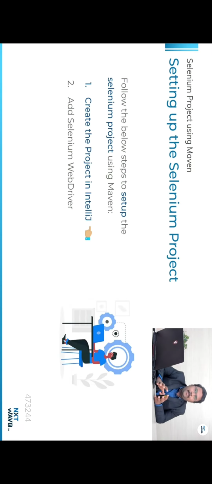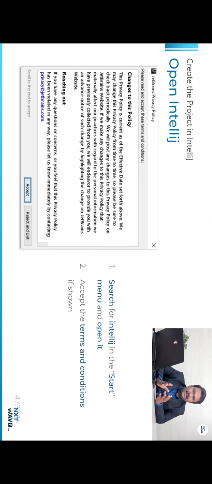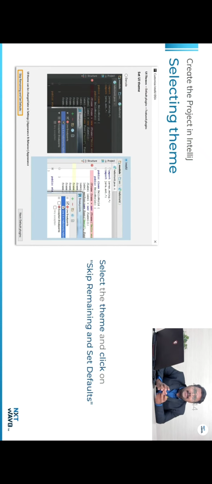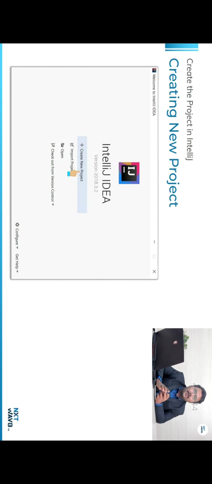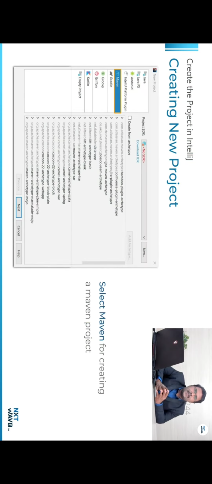Okay, so to set up and configure the Selenium project using Maven, we'll need to first create the project in IntelliJ. The IDE setup that we have done earlier, we'll be using the same IDE, and next we'll add the Selenium web driver for it. Okay, right. So the first step that we need to do is to open the start menu and we'll search for IntelliJ. And if there are any terms and conditions shown, we'll just accept them. Okay, next we can choose the theme of our choice and select skip and set the remaining defaults. Okay, and then once the new pop-up window opens, we need to click on create new project. And once that is done, we'll be selecting Maven because we are going to create a Maven project. Okay.